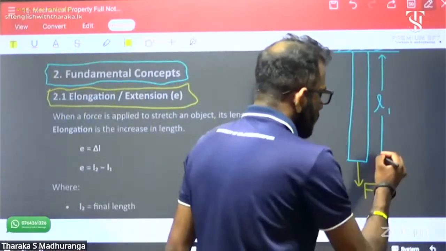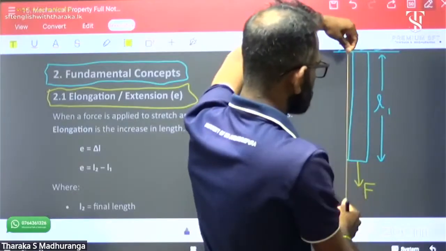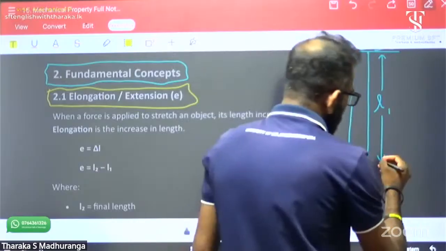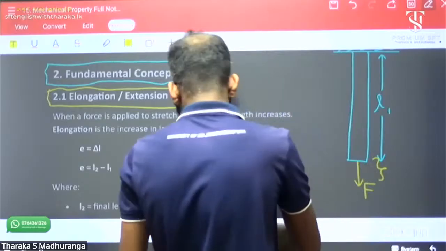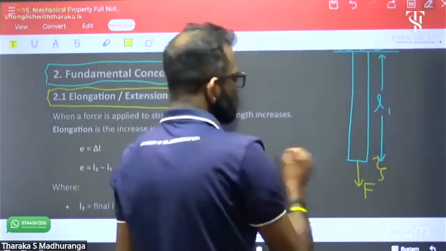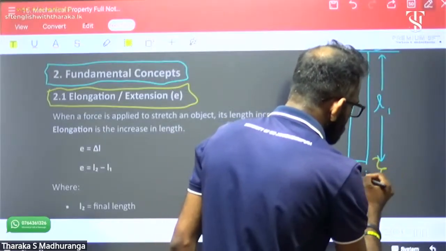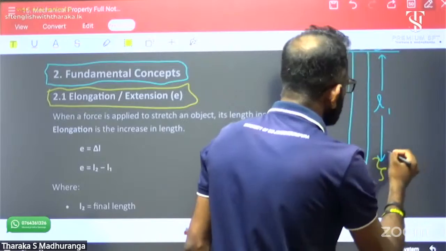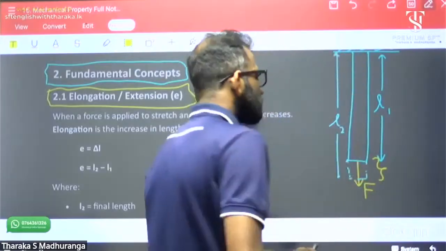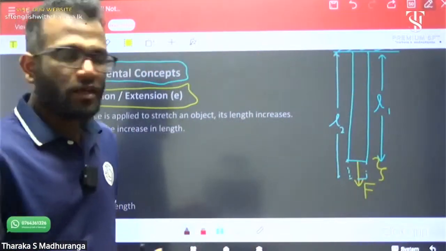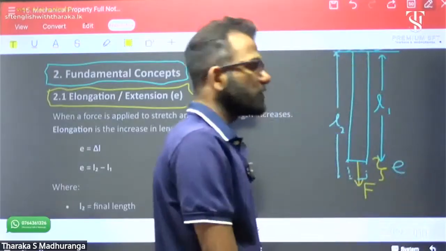Then what happened? The length is increasing or decreasing? Increasing, yes. When we apply this external force, the length increases up to this level. This total length we call L2, the total length after applying the external force. The increase in length we call the extension.